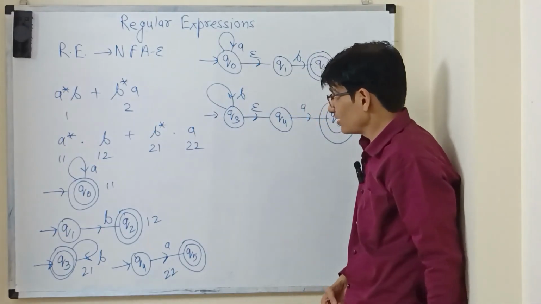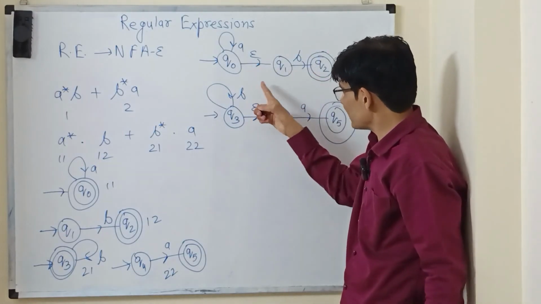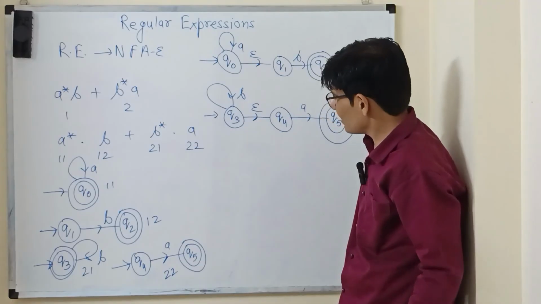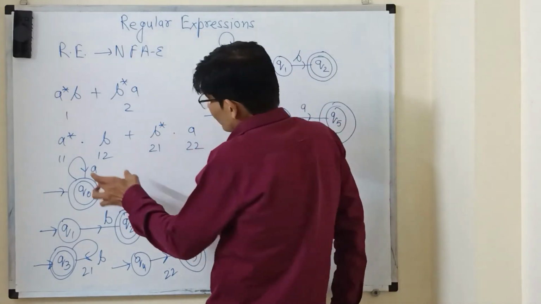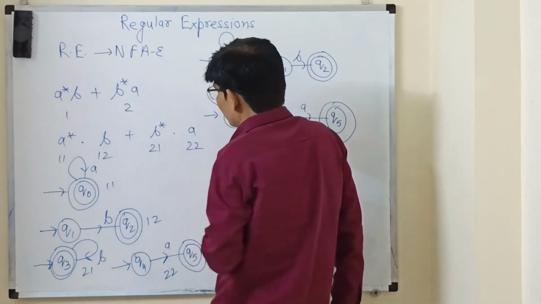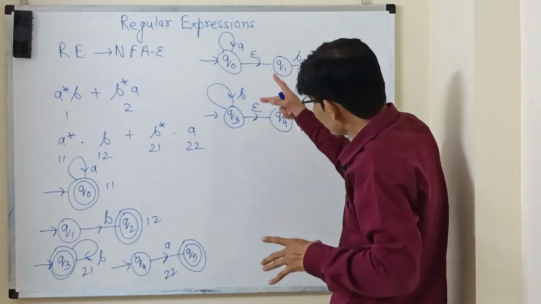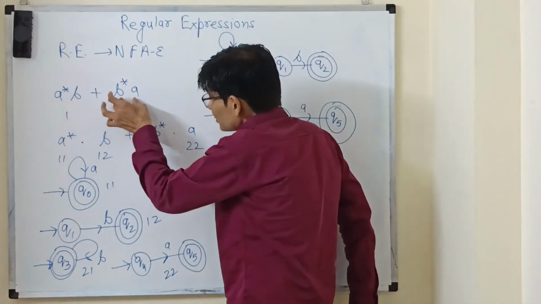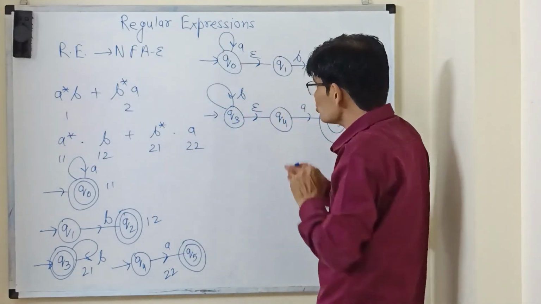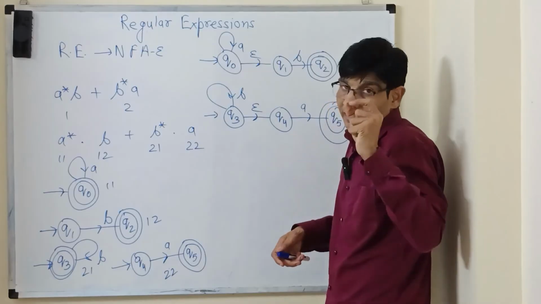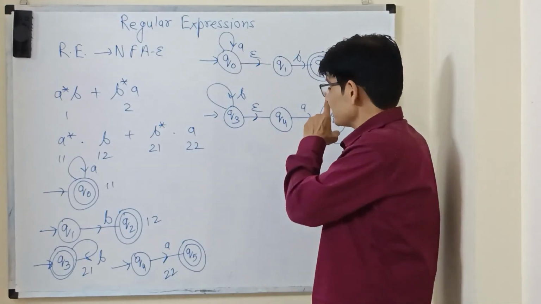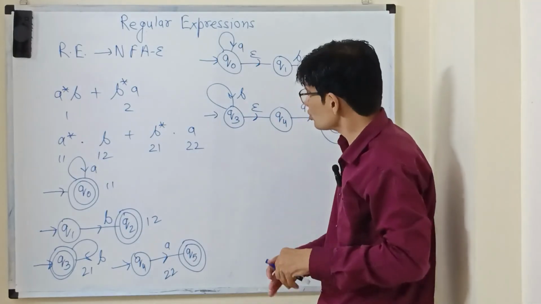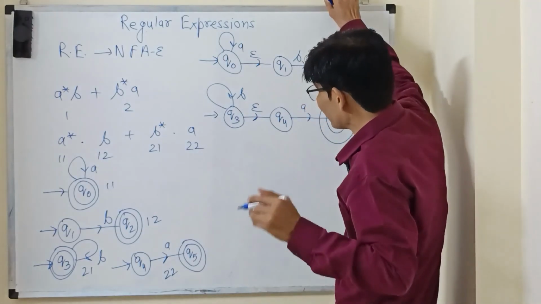Now, my friend, for both the series we have created NFA. Now we have a choice of either this part or this part, and we have a machine for this part and this part. Now we need to connect these two machines so that our final machine would have only a single initial state and a single final state. So how to connect these two machines in parallel?